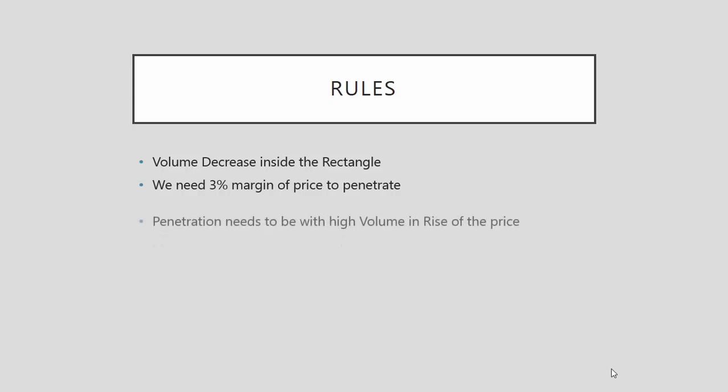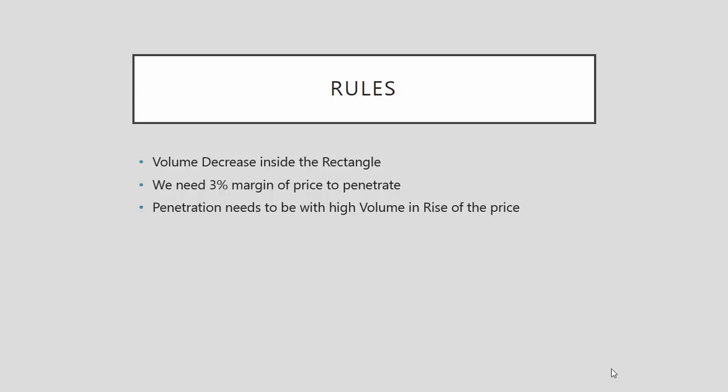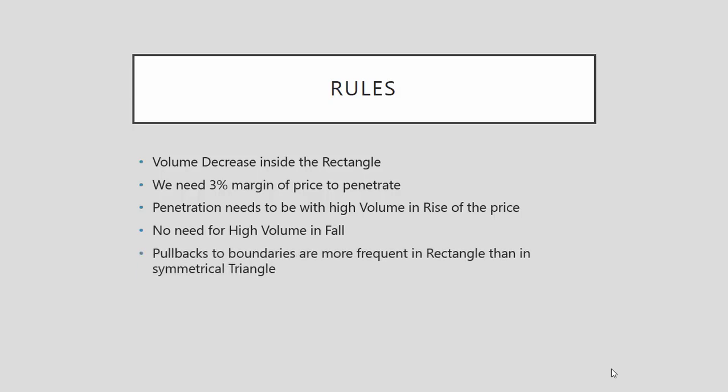Trading activity becomes lower inside the rectangle, so we see lower volume on the chart. That 3% margin of price penetration is just like the triangle and head and shoulders pattern. Again, like head and shoulders and symmetrical triangle, we need high volume in penetration of the upper boundary to confirm more rise, and we don't need it in penetration of the lower boundary. In a rectangle, we see more pullbacks to boundaries than what we see in symmetrical triangles.